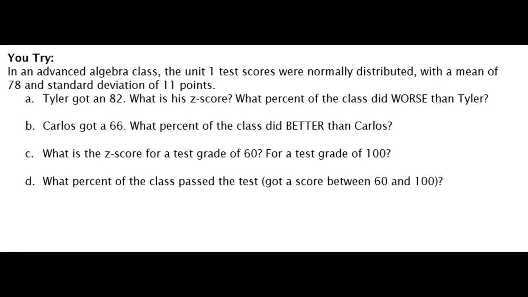In an advanced algebra class, the Unit 1 test scores were normally distributed with a mean of 78 and a standard deviation of 11 points. So we have 4 questions here. Question A says Tyler got an 82. What is his z-score, and what percent of the class did worse than Tyler?